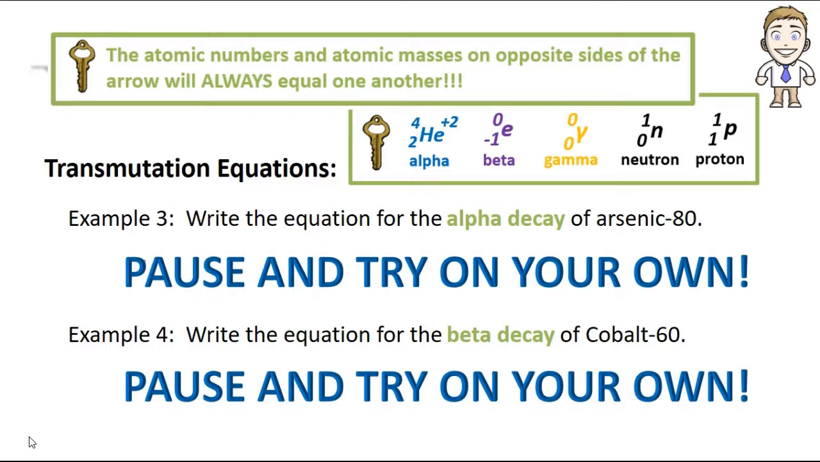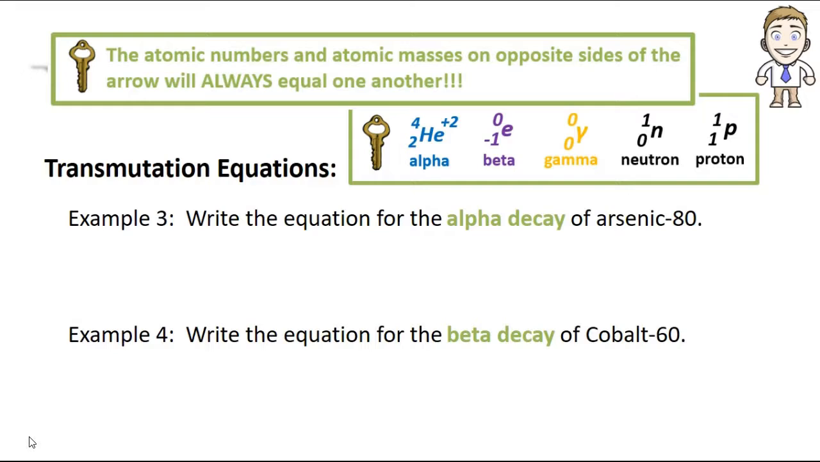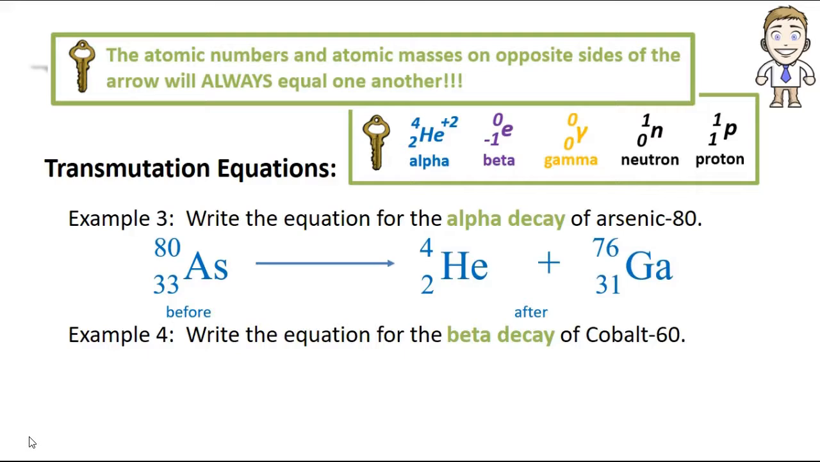Okay, here's the answers. I'm going to go pretty fast. There is actually an alternate video posted if you need to see these explained a little more slowly. But the first one, the symbol for arsenic-80 is 33 protons with a mass of 80. Then the arrow, it's an alpha decay, so you should have your alpha particle leaving behind 31 protons, making it gallium and a mass of 76.